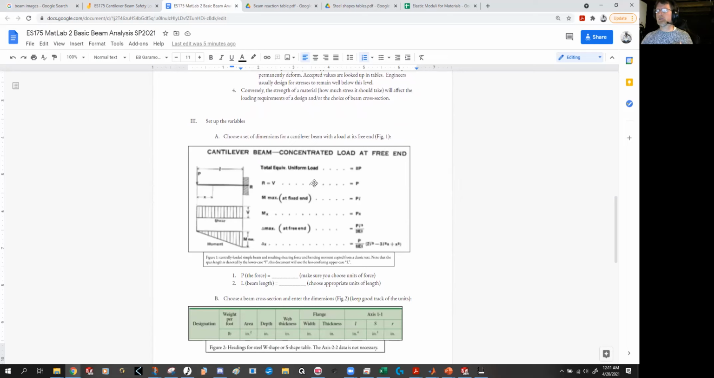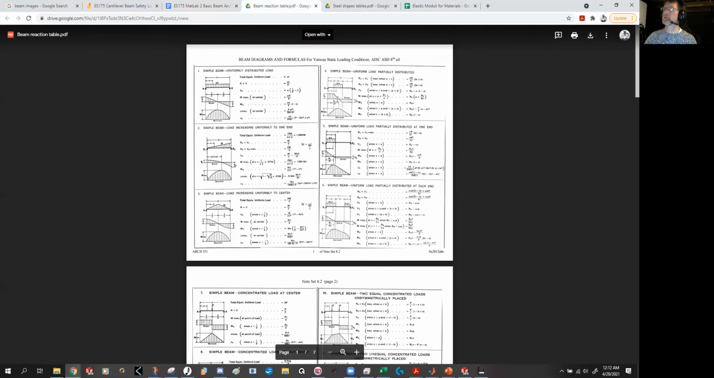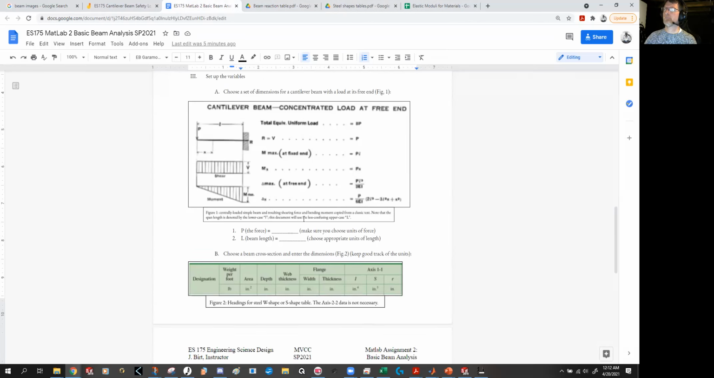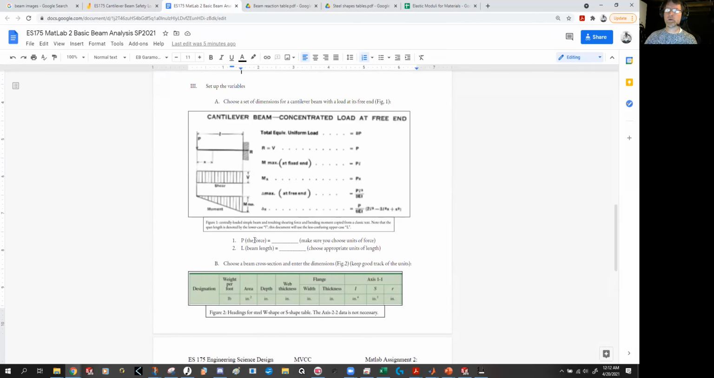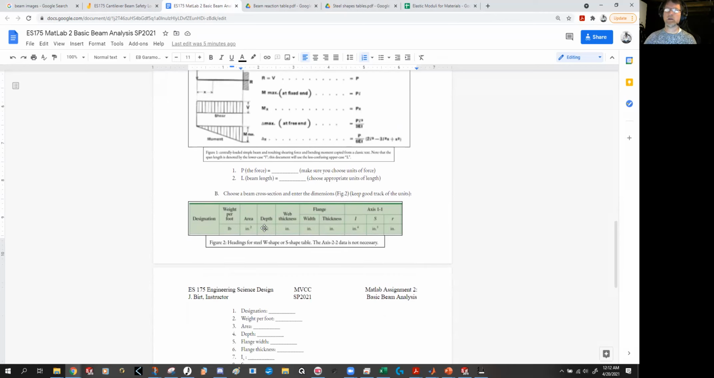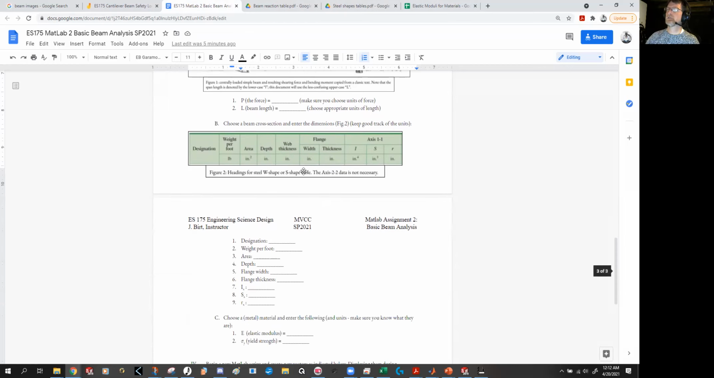Okay, so what we're going to do is I want you to go through and choose a set of dimensions for a cantilever beam. All right, so here's a formula. You can get that formula over, here it is, right here. So I've got these links all set up for you. And so you're going to want the force and the beam length. All right, so choose those two for force and beam length. Excuse me. Now, next, choose a beam cross section and enter the dimensions.